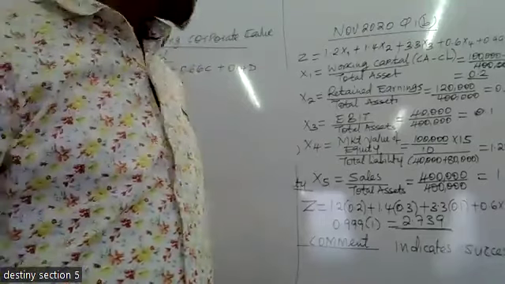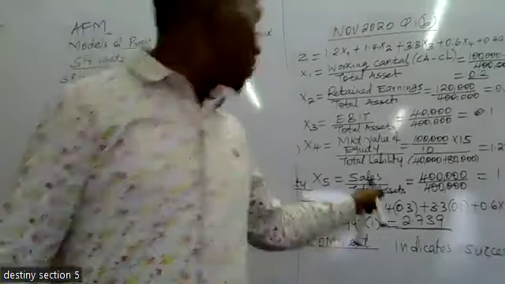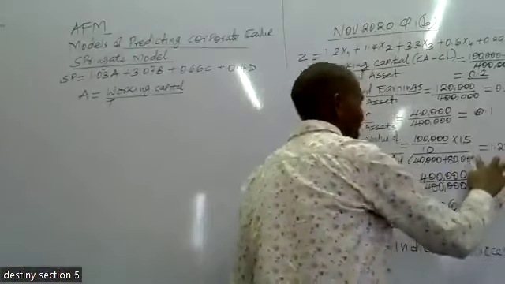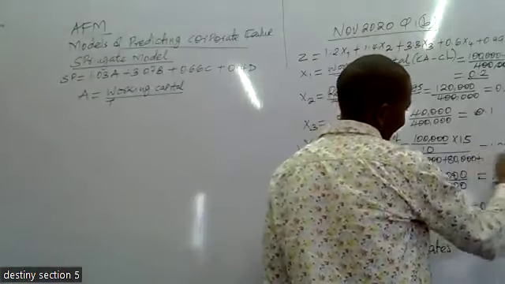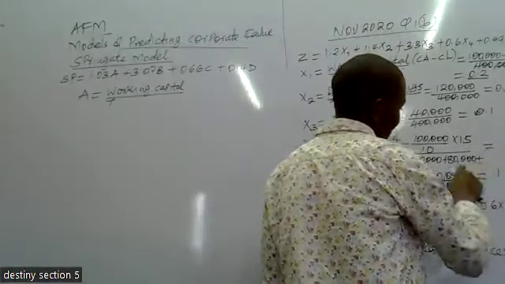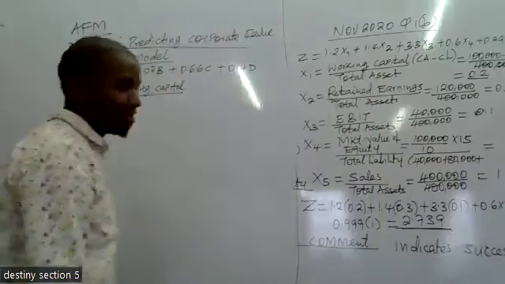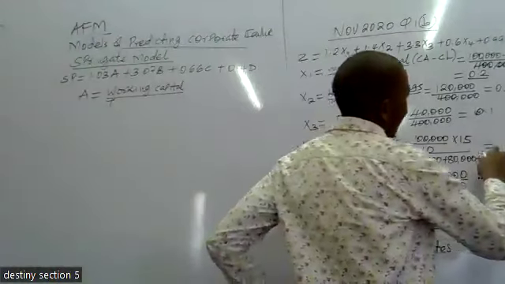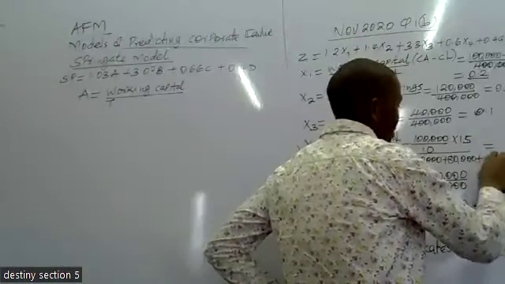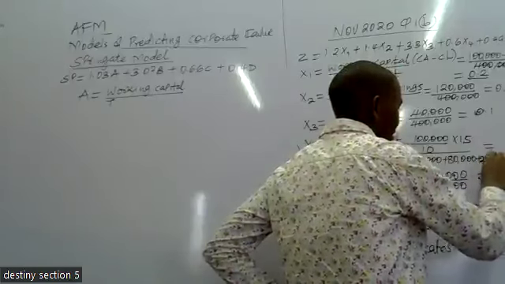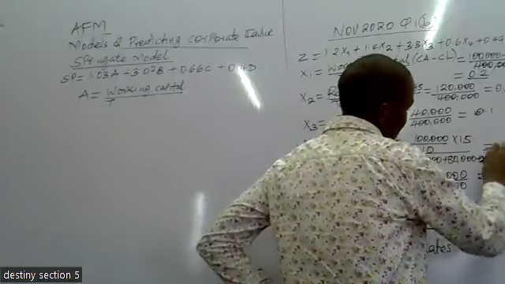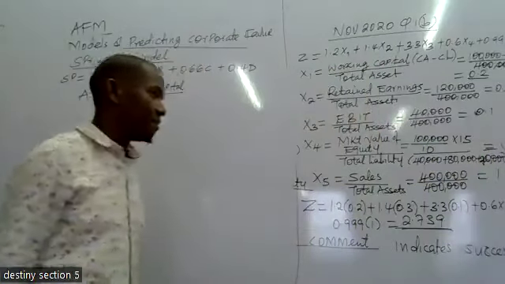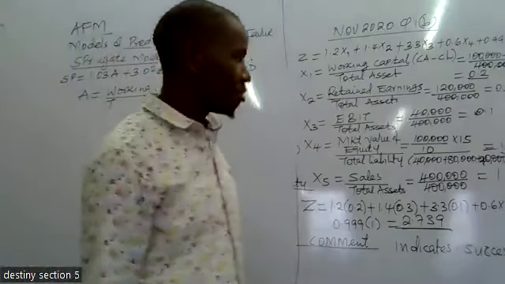Or X4, there is a mistake that we've done here. Did we include the current liability in the total liabilities? This should be equal to how much? Current liability of how much? 120,000. Well, that means this will be 140 divided by 150. So this one has to change.